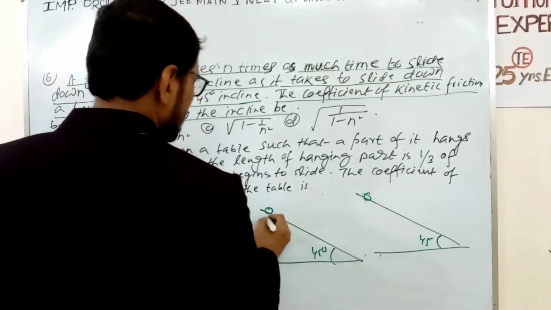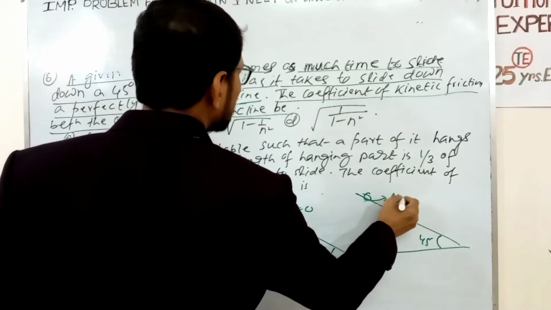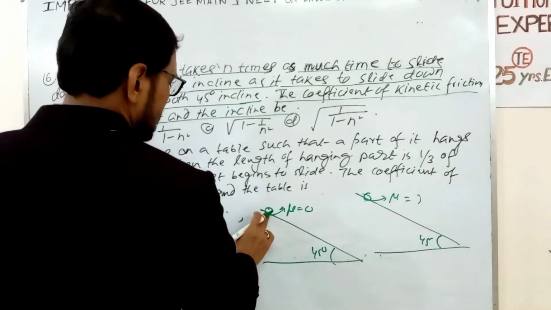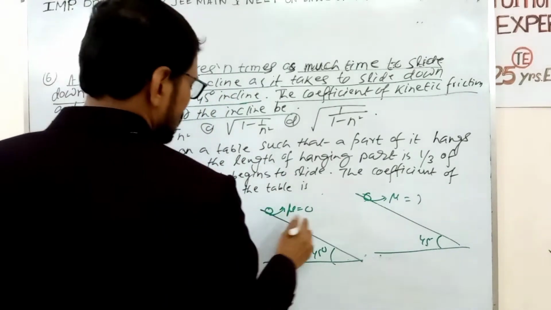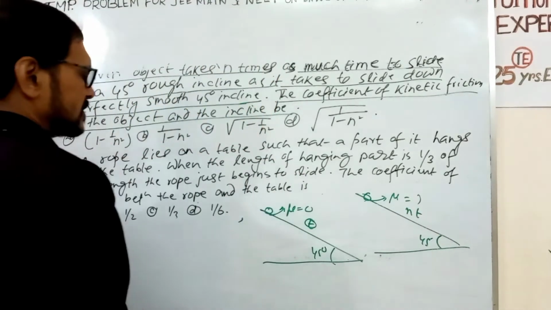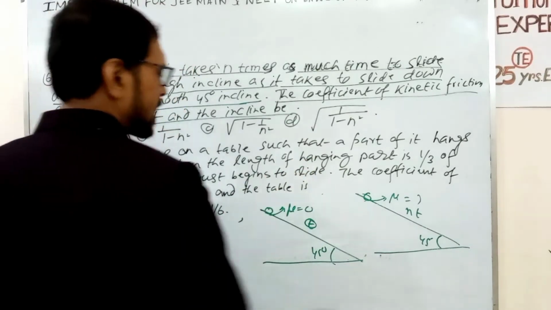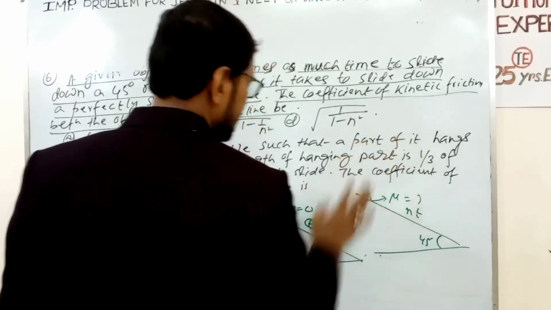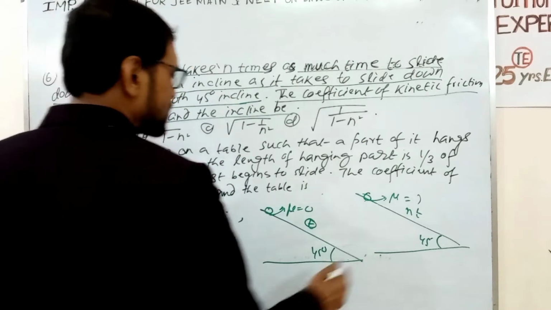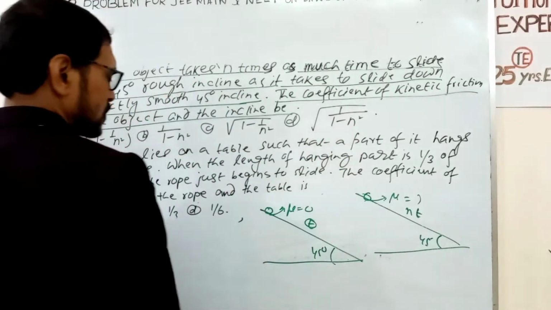One is smooth, that is mu equal to 0, and for the rough plane you have to find mu. Now this is less time. So if the time taken on the smooth plane is t, then the time taken for the rough plane will be nt. So this is the given problem. Time taken is n times. Now what is the value of mu?